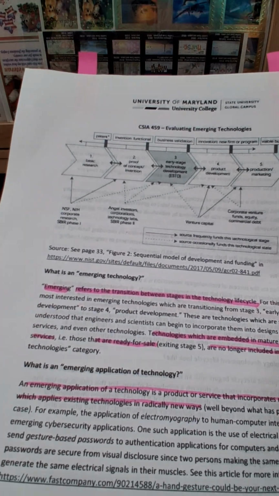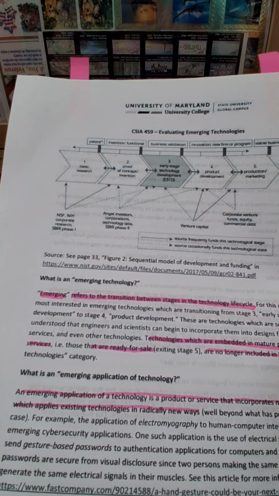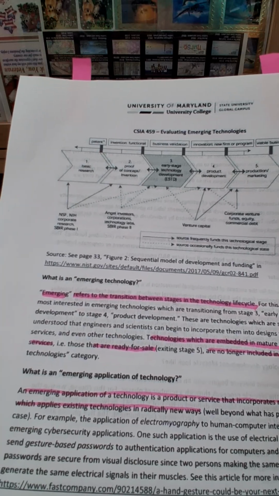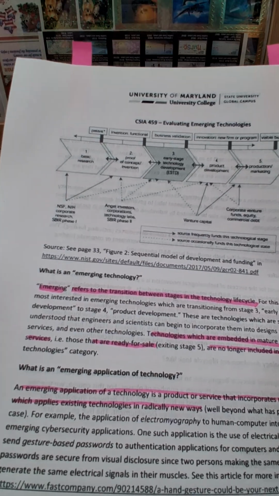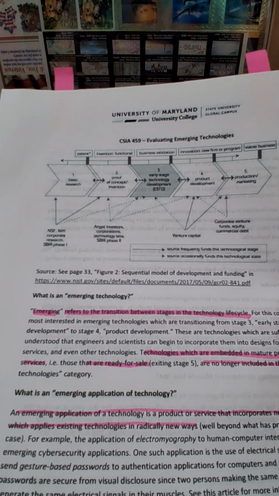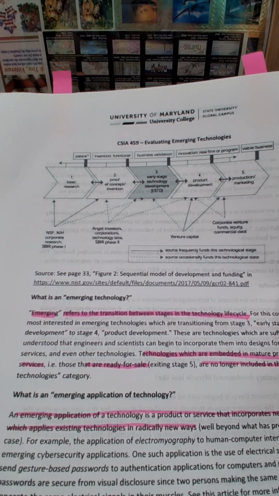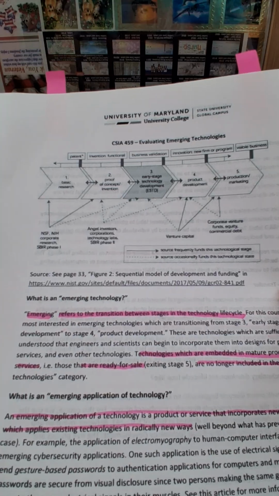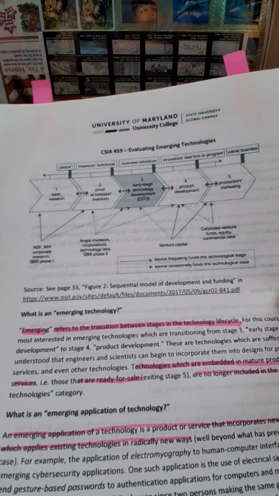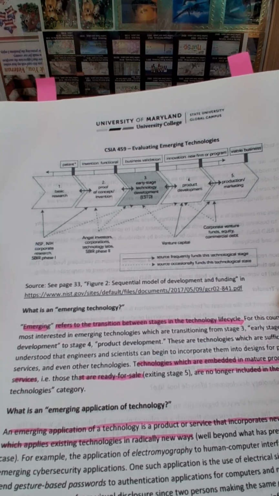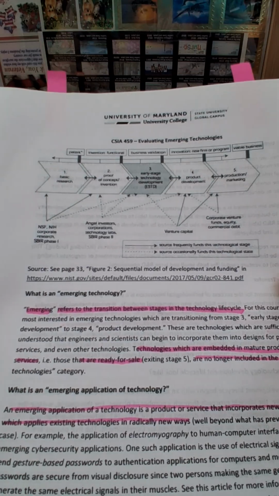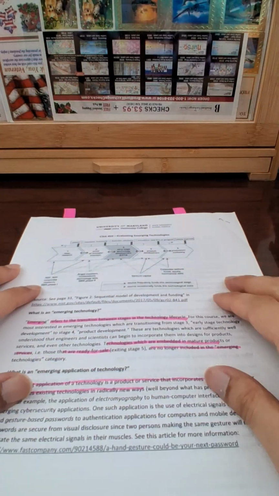What is emerging technology? It refers to the transition between stages in the technology life cycle. Like how the product matures from the beginning, from basic research to the prototype, and how it solves problems and what features will be possible in the future to make it easier for the consumer.